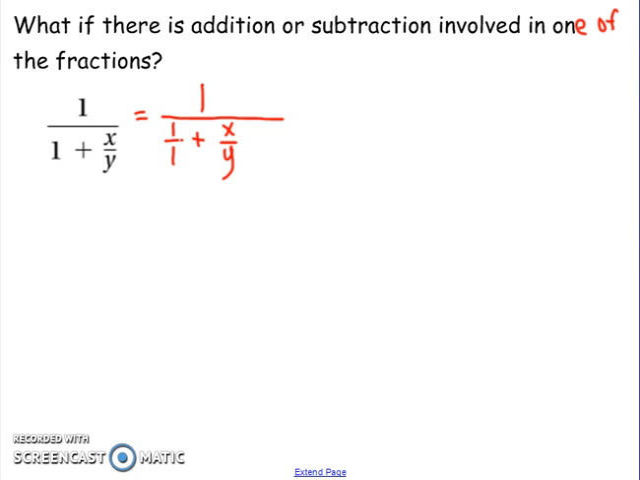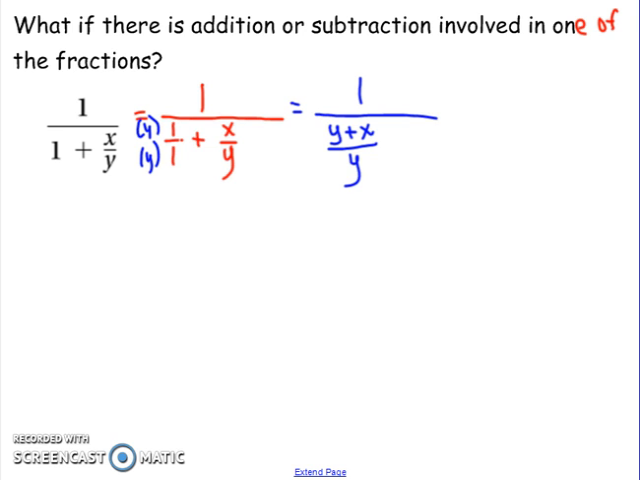So we're going to focus on the bottom right now. So I need a common denominator. So I need a y here and here. So I'm going to keep that 1 on the top just the way it is, and I'm going to change this to y plus x over y. Okay, because I have y over y plus x over y gives me y plus x over y.